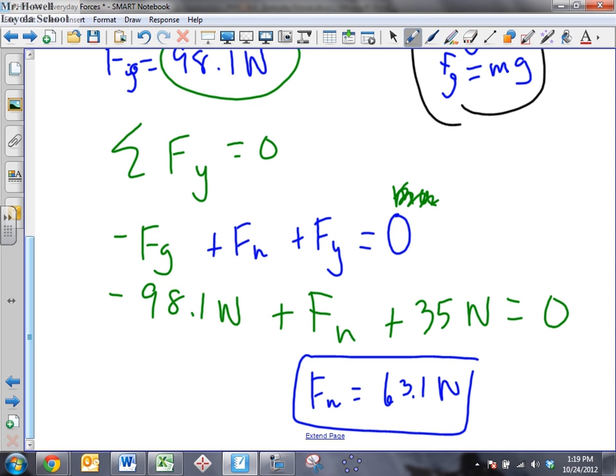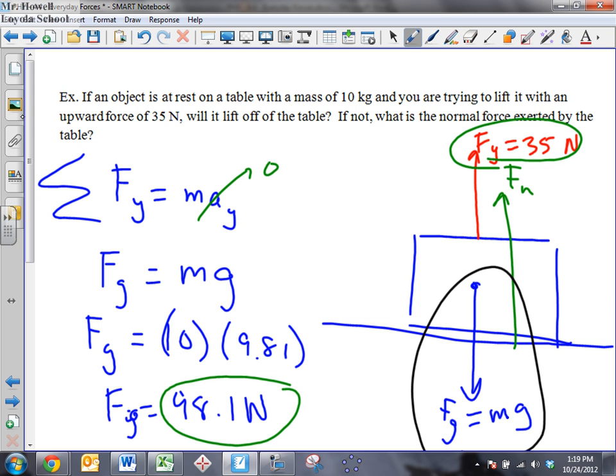Jack? I'm just confused as to why the sum of Fy equals 0. This is our normal equation at the top. Once we realize that the weight was 98.1, we know that if the force acting down is more than the force acting up, it's going to stay on the table. If this 35 were a number like 120, it would lift it off the table, so there would be some sort of movement or acceleration. But because the weight is greater than the applied force, it's staying on the table, it's not moving, there's no acceleration, so we drop that off. It becomes 0.